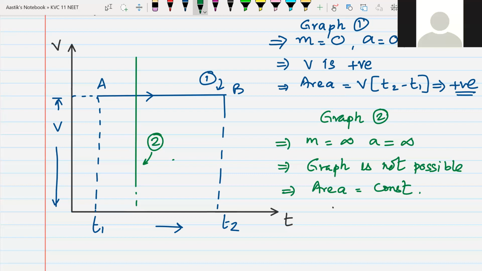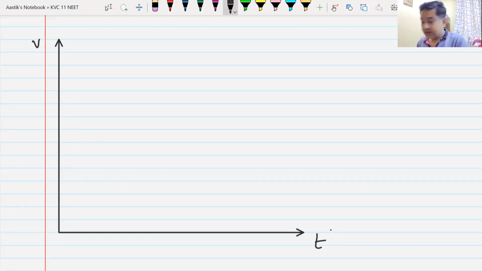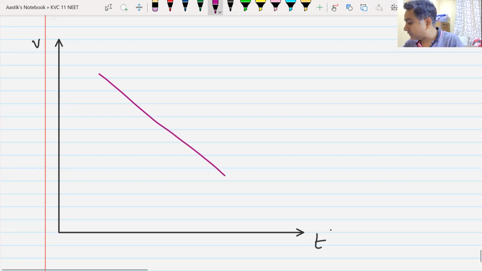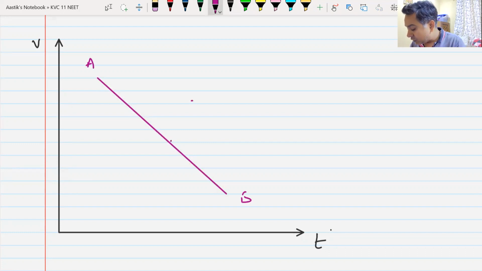Completed, everyone? Then we can move on and look at this graph, which I shall call graph number 3. Look at graph number 3. Particle is going from A to B. What all things can you say about graph number 3?